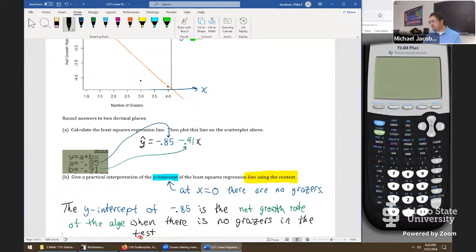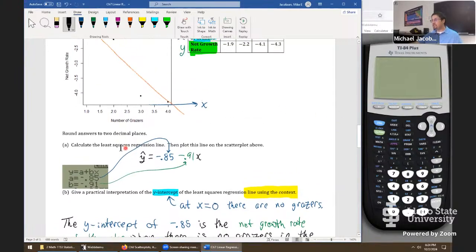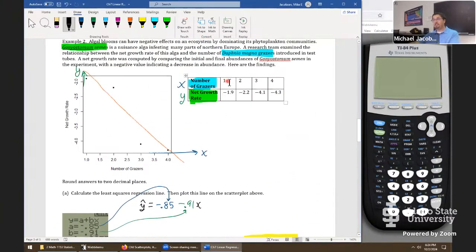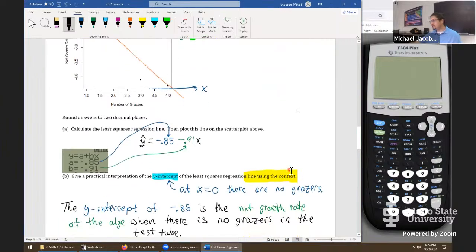Forgot how to spell test. Let me try again. So that's what's happening with the y-intercept. It's not even on this graph because we didn't even have 0 on the data. But if we move backwards and went higher on the line, it'd be some value up here. It'd be growing even faster because there's nothing munching on it.